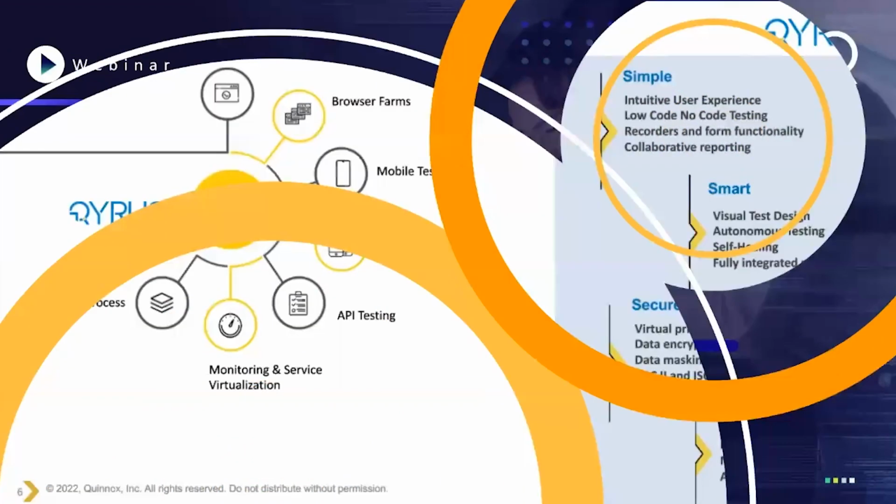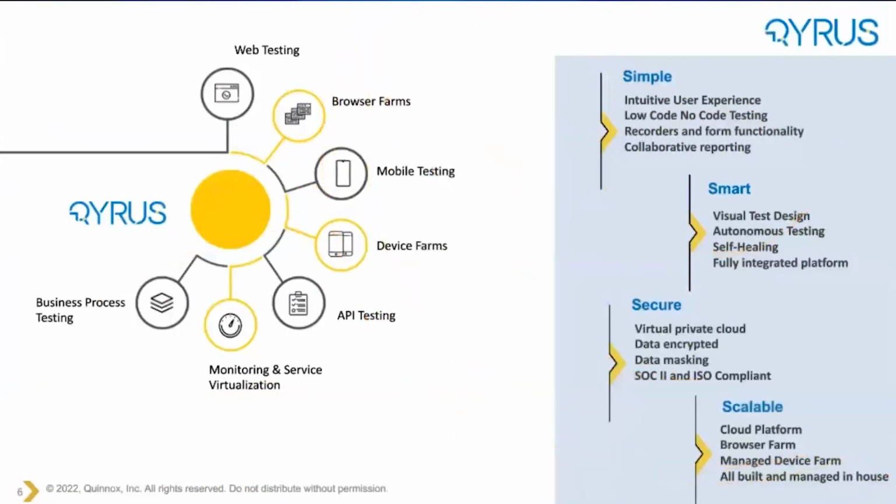Qyrus is your one-stop shop for all your testing needs. We are the first comprehensive and complete automated testing SaaS platform that can test all things digital. Test your web applications, mobile applications, perform API testing, and tie it all together by testing end-to-end business processes on Qyrus too. But beyond just that, Qyrus covers your infrastructure needs as well.